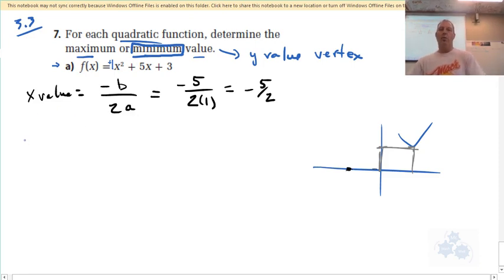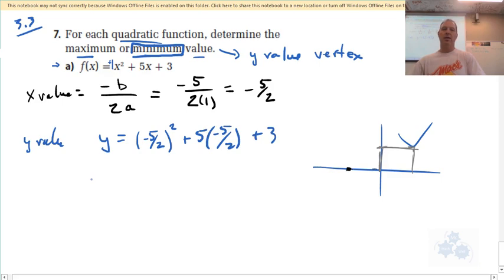Now, in order to find the y value, we simply solve for y. f of x is the same as y, and we plug negative 5 over 2 in for x, wherever we see x, and we evaluate. So the y value associated with the x value of negative 5 over 2 is going to be 25 over 4 minus 25 over 2 plus 3.